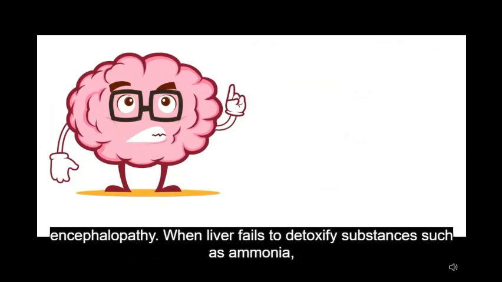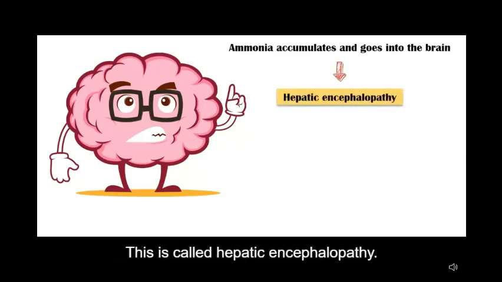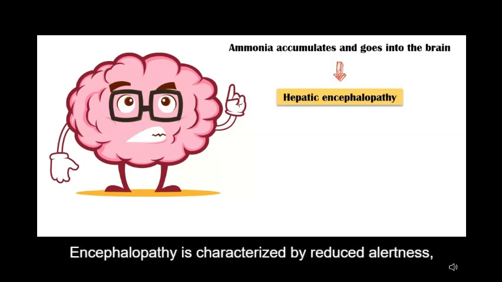Encephalopathy. When the liver fails to detoxify substances such as ammonia, they build up in the blood and cross over to the brain. This is called hepatic encephalopathy. Encephalopathy is characterized by reduced alertness, shortened attention span, disruptions in sleep pattern, mild confusion, slowing of the ability to perform mental tasks, and mood or personality changes.